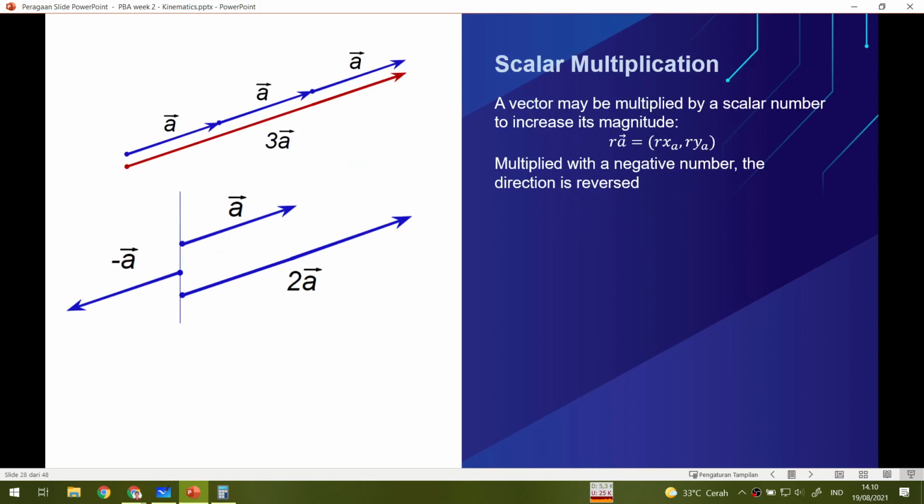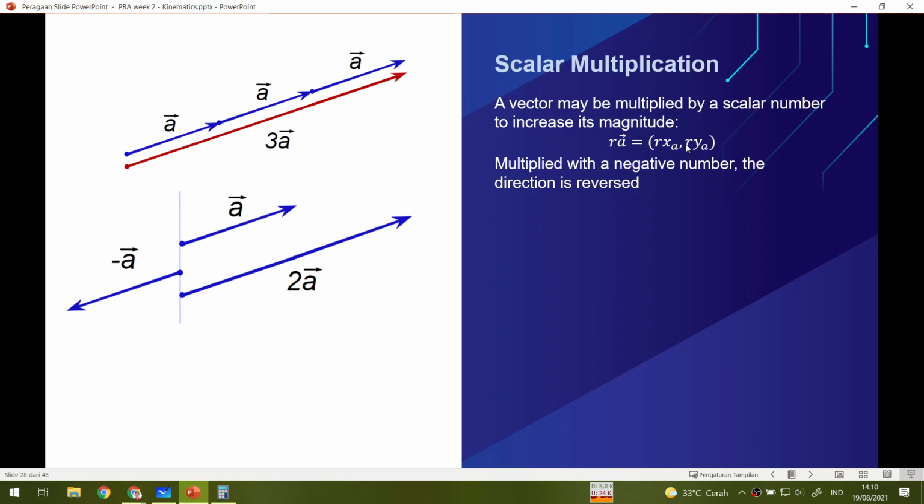A factor can also be multiplied by a scalar number to increase its magnitude. I have factor a here. If I multiply it by 3, then I'll get 3a. If you calculate the length of this factor 3a, you will get a length that is actually 3 times the length of factor a. If we have r, a scalar number, and multiply by the factor a, you simply multiply its elements with r. So rxa and rya.